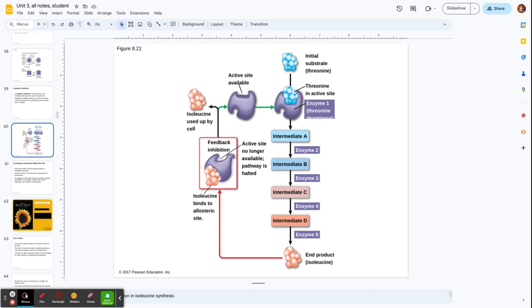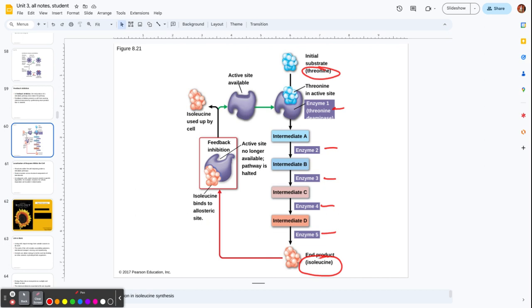You do not have to memorize the steps in this. You're starting out with a particular substrate called threonine. Threonine's an amino acid. Just so you know, there's 21 different amino acids. Threonine's one of them. And threonine can be changed through a series of reactions. So I've got an enzyme here, here, here, and here. And eventually it gets changed into this end product, which is another amino acid called isoleucine. And again, you don't need to know the name of the amino acids.